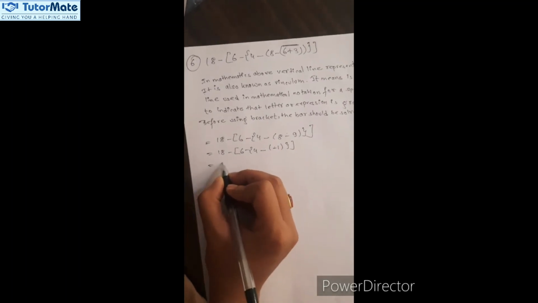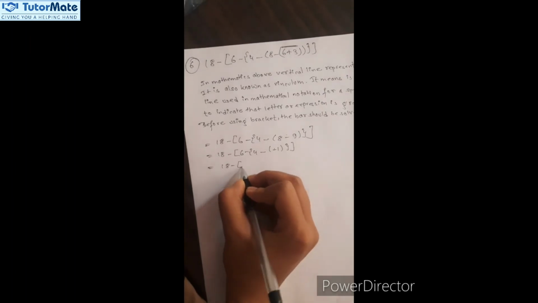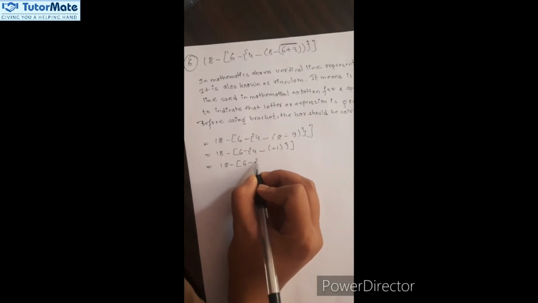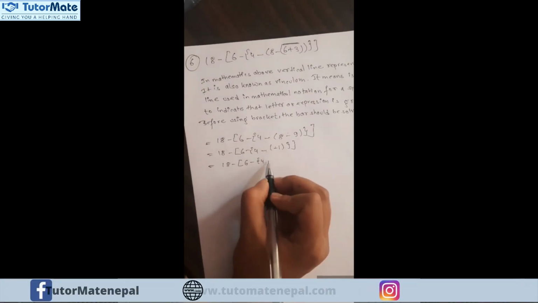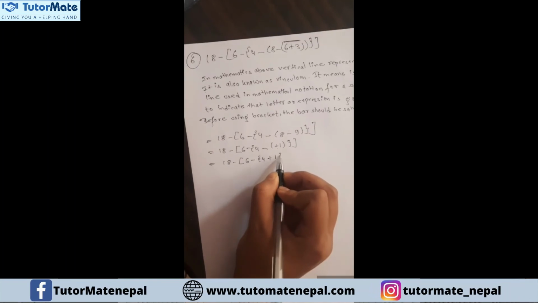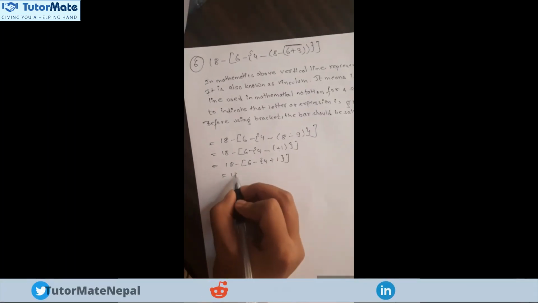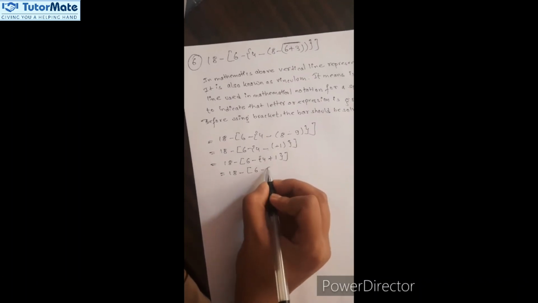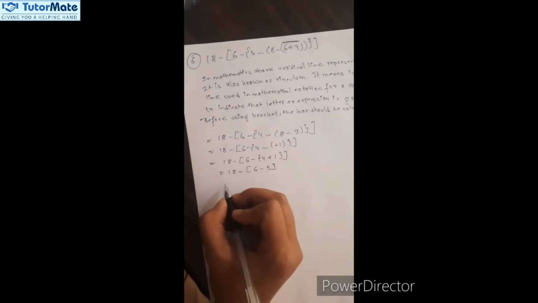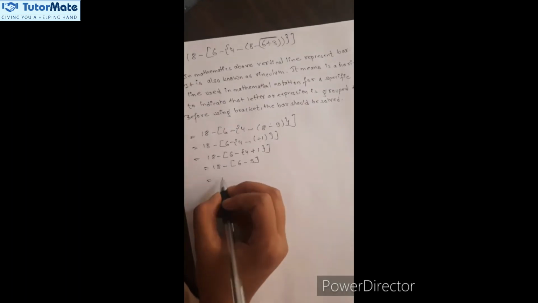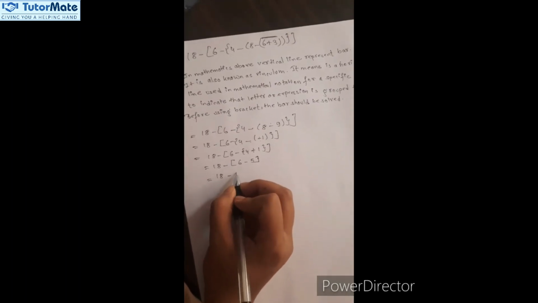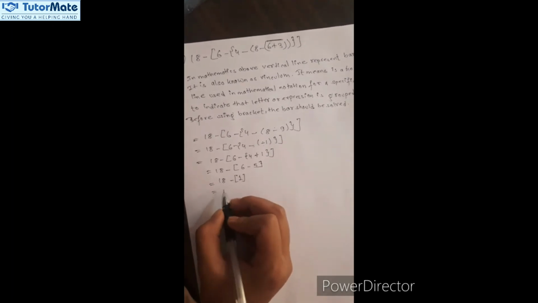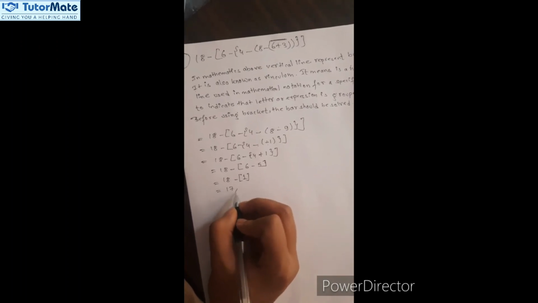Now solving the small bracket, then the curly bracket, then the big bracket. 18 minus big bracket 6 minus curly bracket 4 minus, plus 1, curly bracket close, big bracket close. 18 minus big bracket 6 minus 4 plus 1, that means 5, big bracket close. 18 minus 6 minus 5, that is plus 1, big bracket close. 18 minus 1, that is 17. This is the final answer.